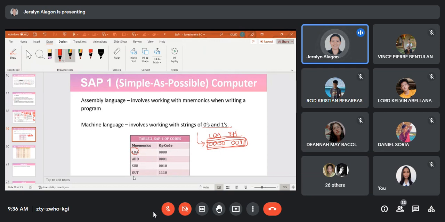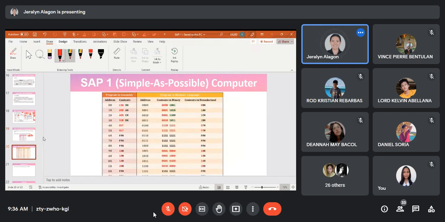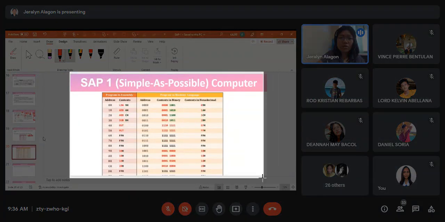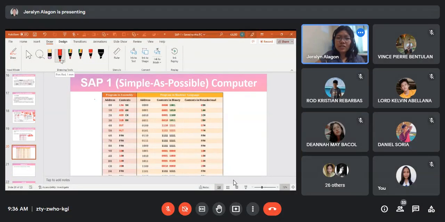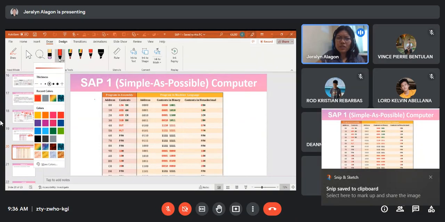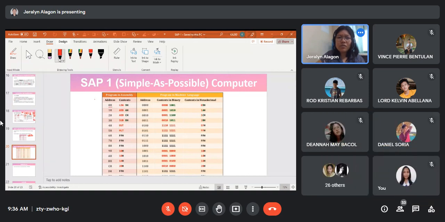So this is machine language. Next, this is an example of assembly where the address has its content. This is the equivalent. If you are in machine language, it is converted into hex, so it is equivalent to 4 bits. This is the address and its content. The content in address 0 is LDA 9H, an instruction. What is LDA?